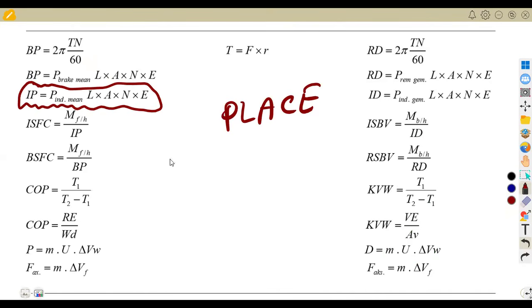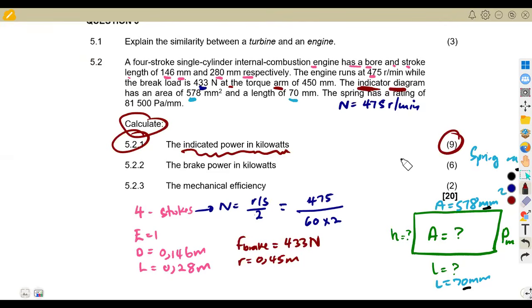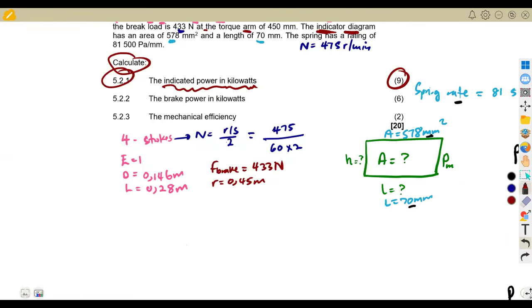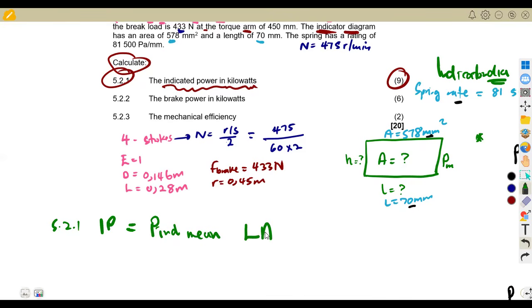I'm going to explain this one that we have from our formula sheet, so that you get used also to your formula sheet, guys. From our formula, it states that is 5.21. So this is the calculation of our indicator diagram. The indicated power, as we saw from our formula sheet, is given as the P indicated mean, the indicated mean pressure, times length. So this is from the plan.